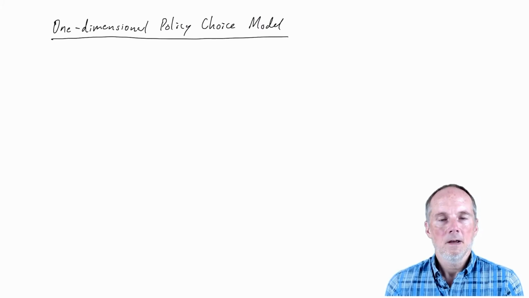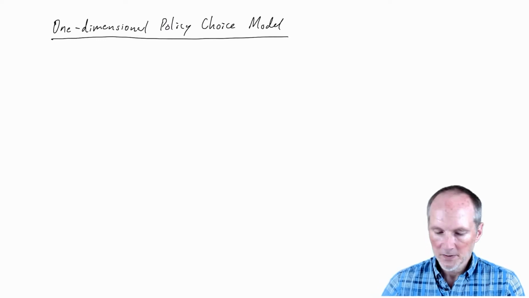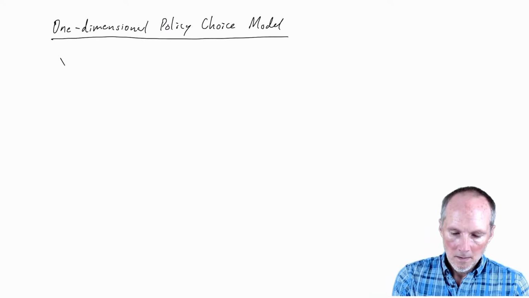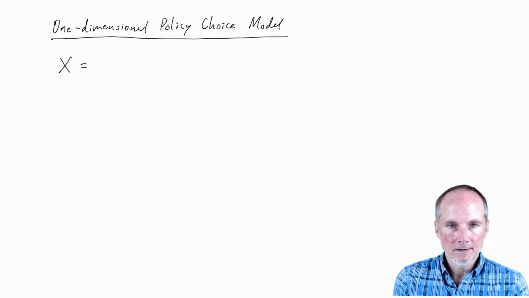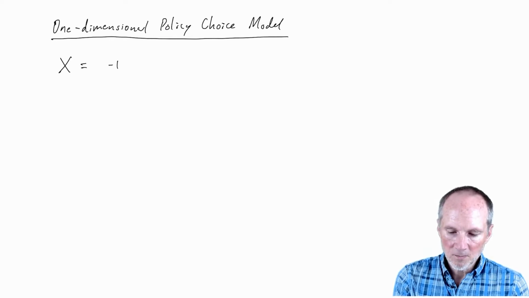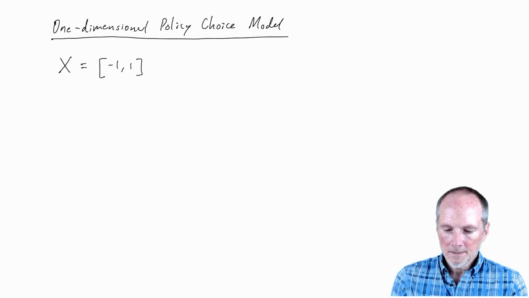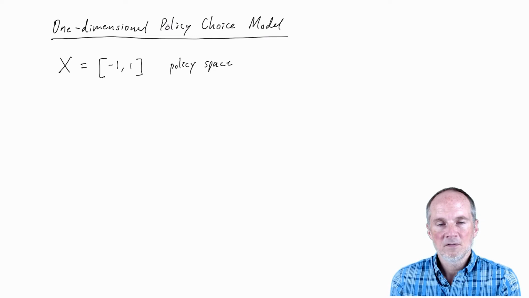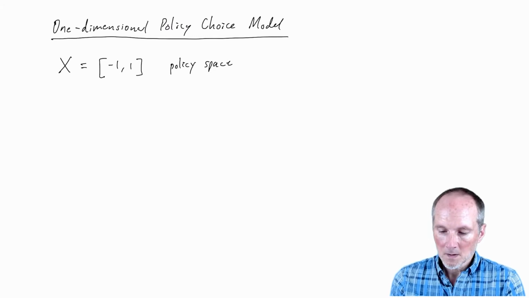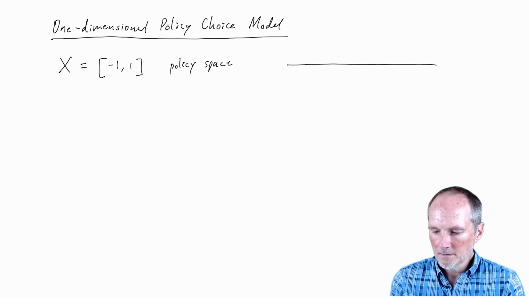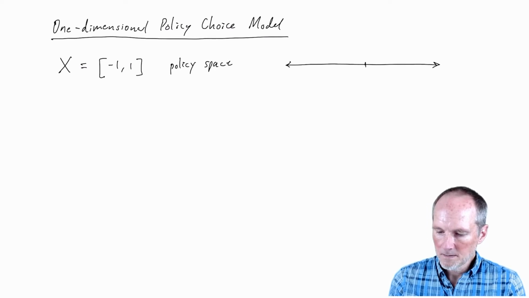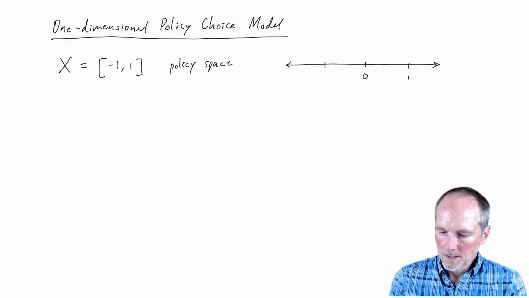I'm going to think about these choices as belonging to the real line, and I'm actually going to suppose that they are an interval going from -1 to 1, and I'm going to call this a policy space, but it really is just the set of conceivable choices this politician could make. Graphically, this is the real line, then it's going to include -1 and 1 and everything between them.